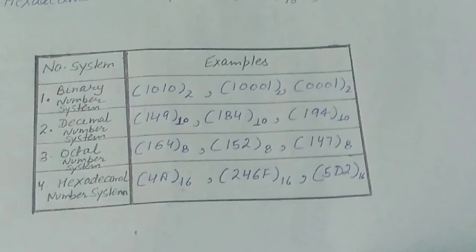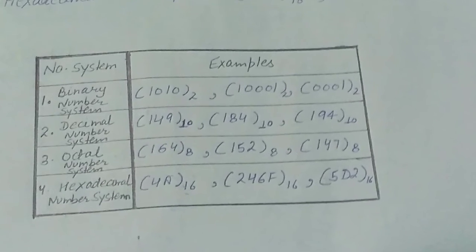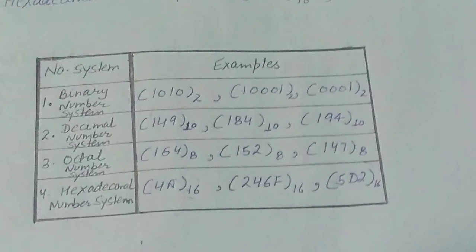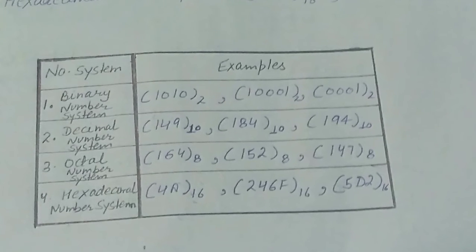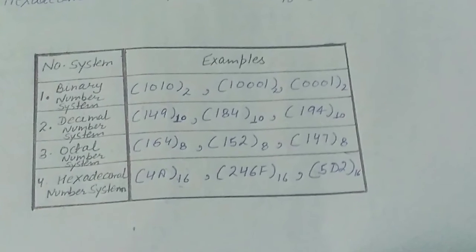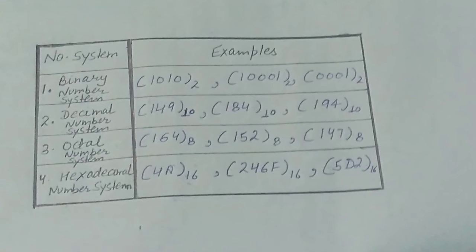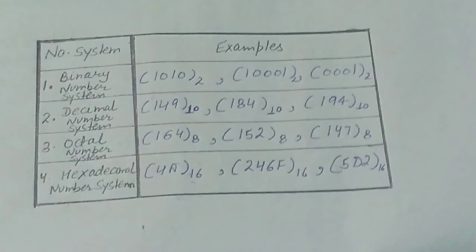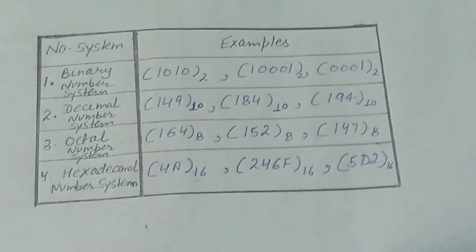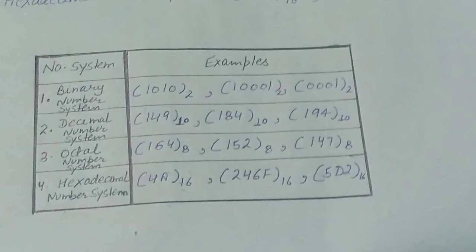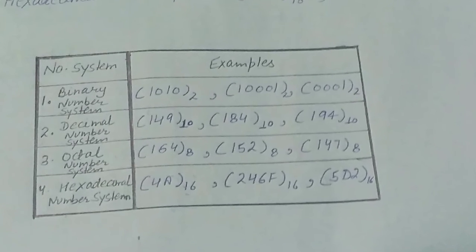So here in this chart you can see different number systems and their examples. First one is binary number system. So you can see in binary number system only two digits are used, 0 and 1, and the base of binary number system is 2.